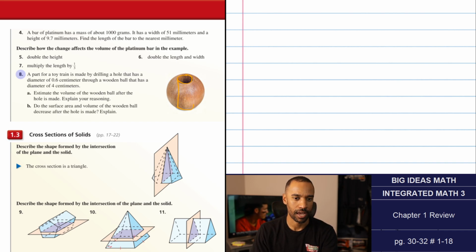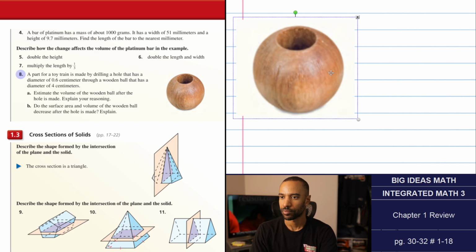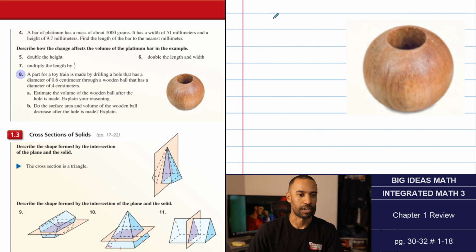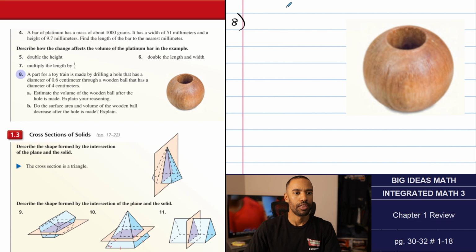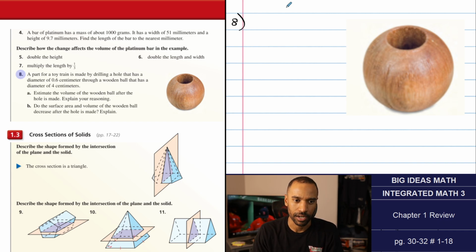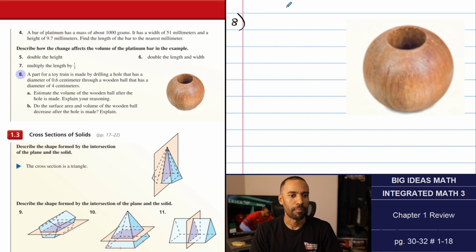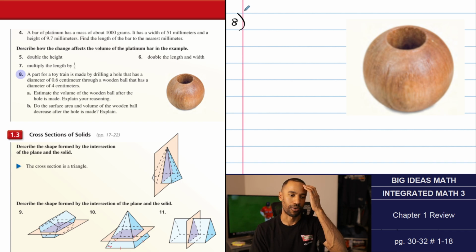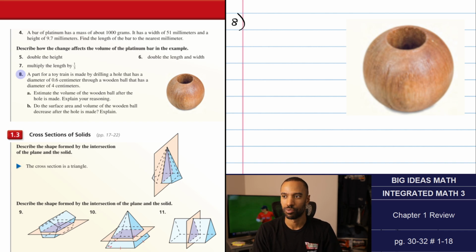Let me copy and paste this thing over. I can enlarge it and draw it better on this other side here. So, there we go. I'll read it again. A part for a toy train is made by drilling a hole that has a diameter of this through a wooden ball with a diameter of that. Estimate the volume of the wooden ball after the hole is made. Do the surface area and volume of the wooden ball decrease after the hole? We don't have to calculate part B, which I guess is nice.